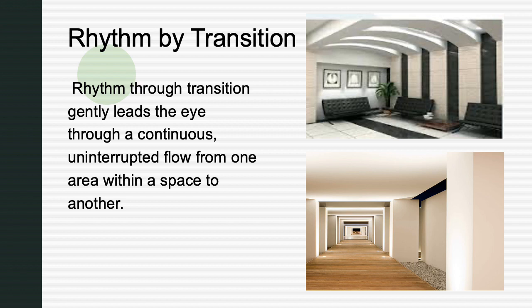Rhythm by transition. Rhythm through transition gently leads the eye through a continuous, uninterrupted flow from one area within a space to another. Here in the first picture, curved lines are engaging our eyes, the curved line of the ceiling of that waiting area. In the second picture, the gallery scene is also carrying our eyes towards our center of interest with perspective. Beautiful perspective is created by lines and by architecture, line work, and color gradation. So rhythm can be created by transition.